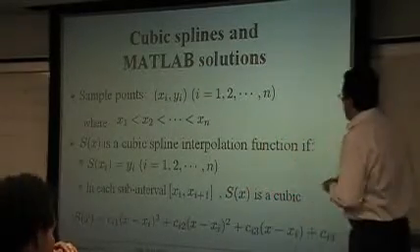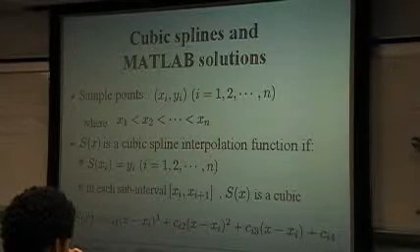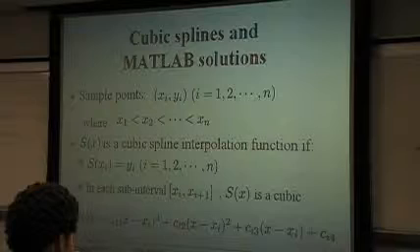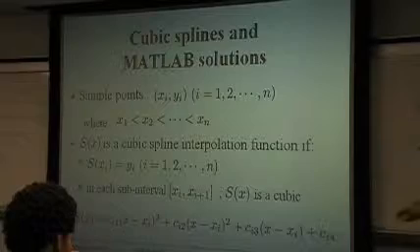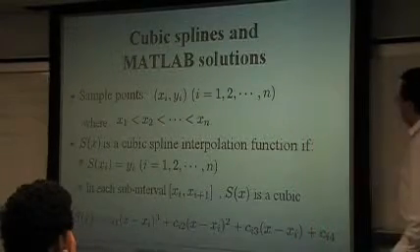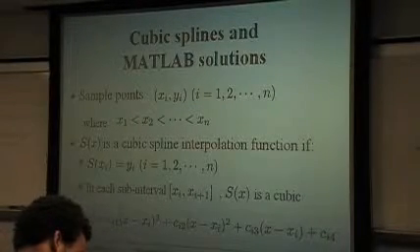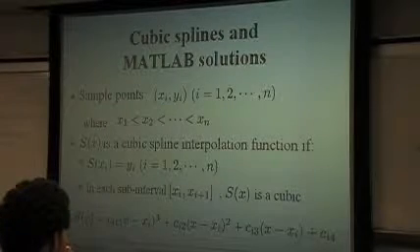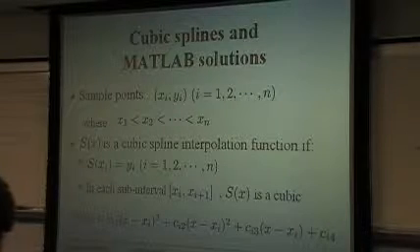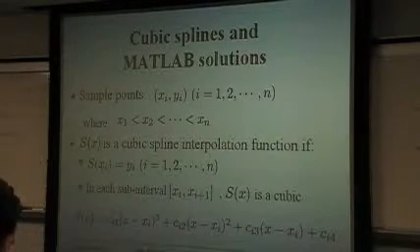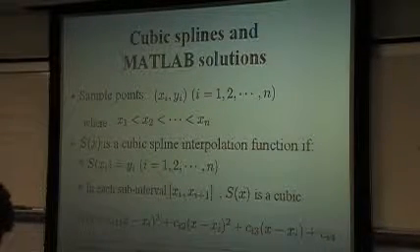The function should be continuous at the sample points. So we may have different cubic functions in different intervals, but the function value at the sample point should be the same. Also the derivatives, up to the second-order derivative, should also be the same. It seems quite difficult to find the cubic functions, but do not worry about it. We can talk about how to find this function with the usual method.